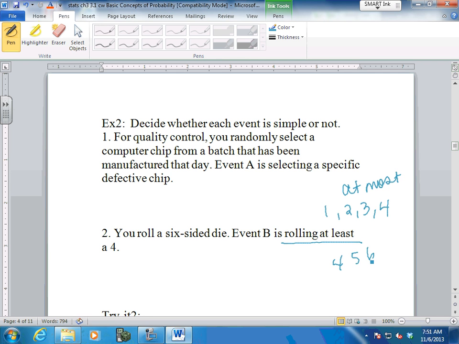4, 5, 6. Is this a simple event? Did I ask for one thing in return? No, I asked for 3 things. Not a simple event. A simple event will return one thing. When you do at least, at most, think money in your pocket. If you have at least $4, you have 4 or more. If you have at most $4, that's the most you have. It's $4. If you think money in your pocket, it seems to put it into perspective.